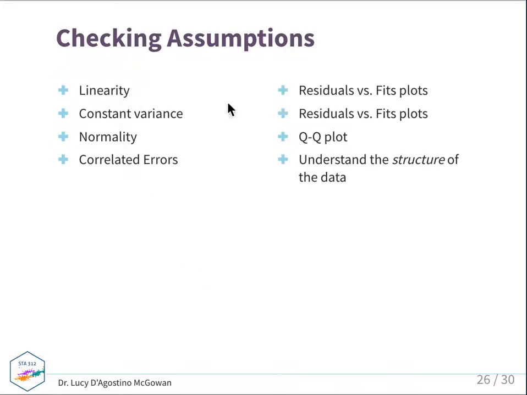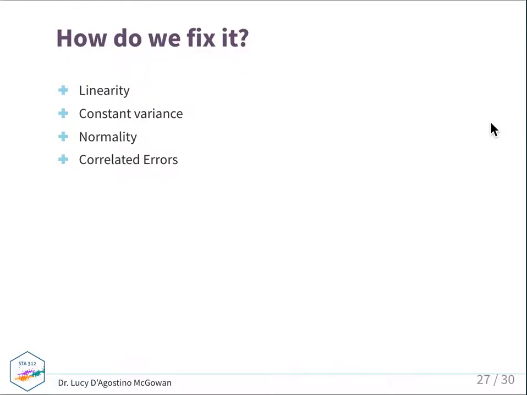And so we can test these. The linearity, we could look at a residuals versus fits plot, and same with constant variance. For normality, we looked at QQ plots and histograms. And for correlated errors, to understand whether the errors were independent, we were able to look at the structure of the data. And so for that, you needed a little bit of extra information. Often, there wasn't really a single test that you could do for correlated errors. You had to take into account what you knew about how the data was collected, whether it was collected over time or over space or something like that you needed to account for.